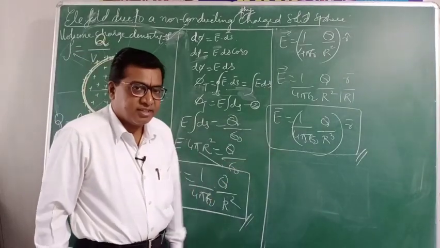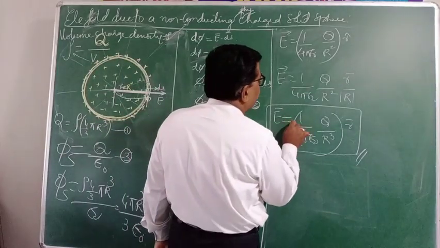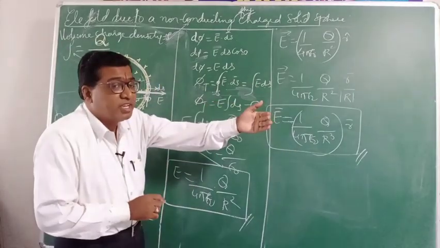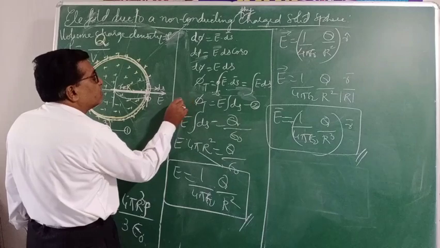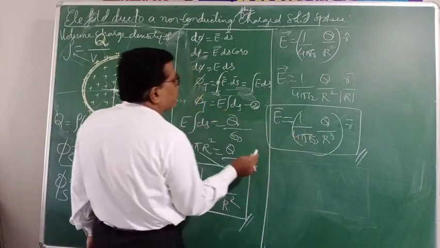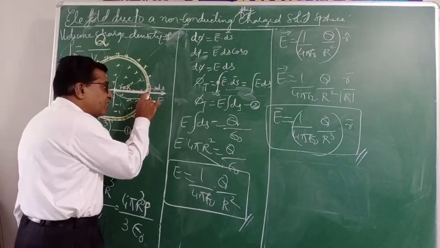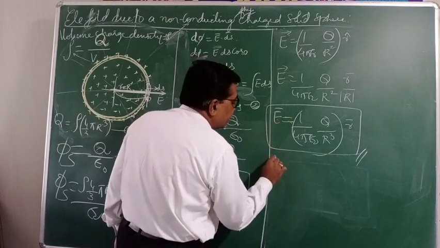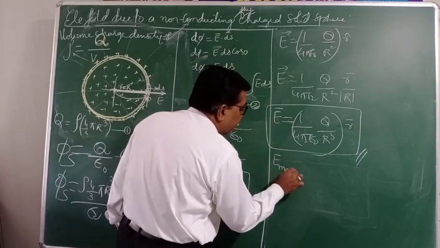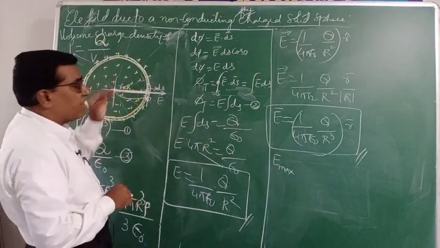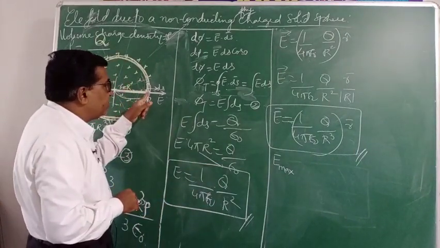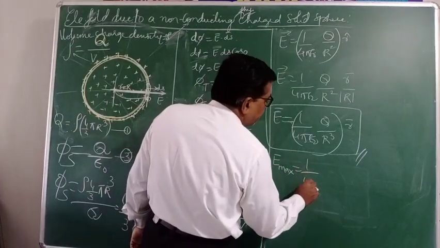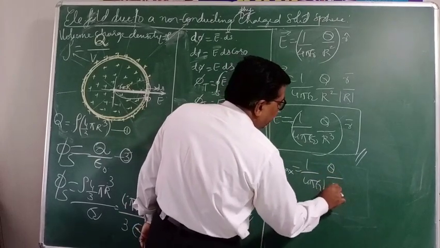So the electric field on the surface of the solid sphere: when we were considering the point outside the sphere, the distance was more than R. So in the earlier case, when the point is outside, r greater than R, the denominator was more, so the field is less. But on the surface, the distance is R, so the field will be more. In fact, this is the maximum field of the sphere. The maximum value of the field due to the charged non-conducting sphere, E max, is 1 by 4 pi epsilon naught Q by R square.